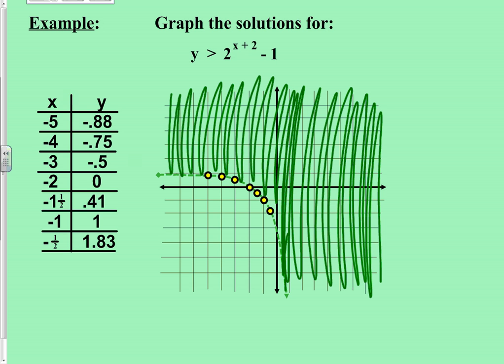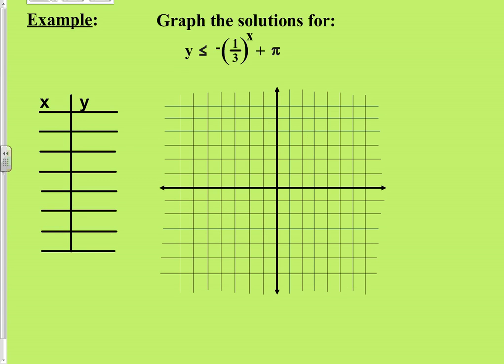Let's look at one more real quick. This time we have y is less than or equal to the negative of 1/3 raised to the x power plus pi.